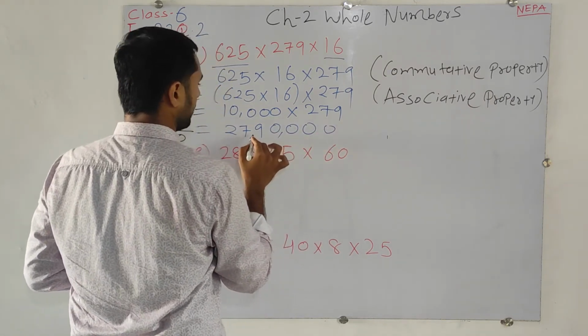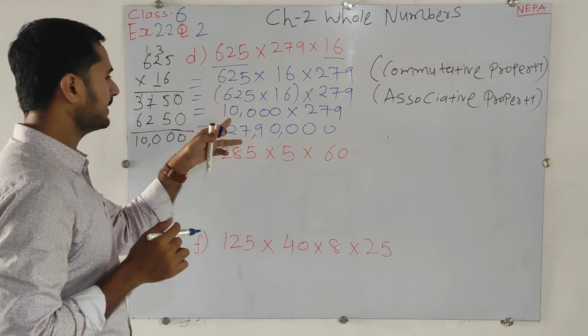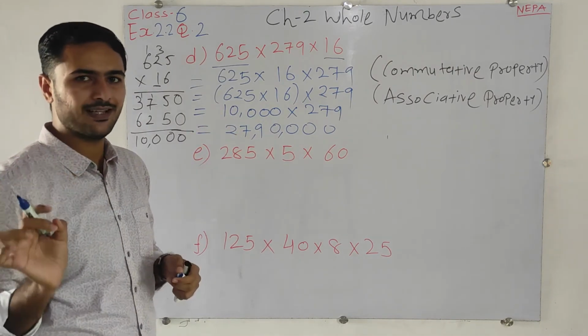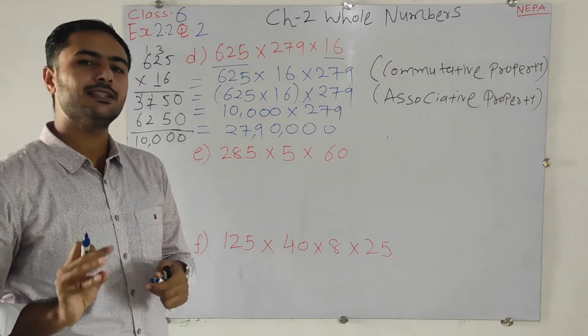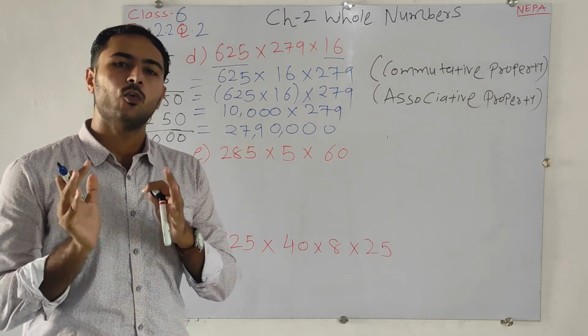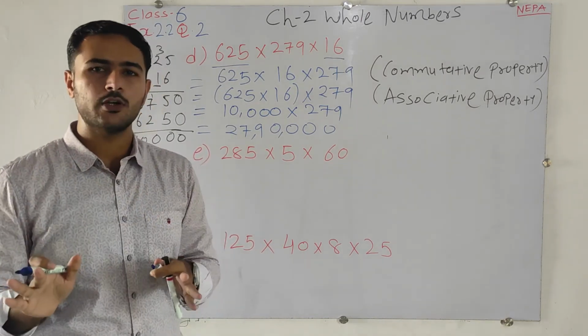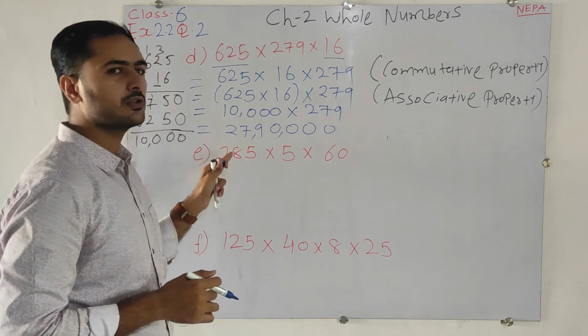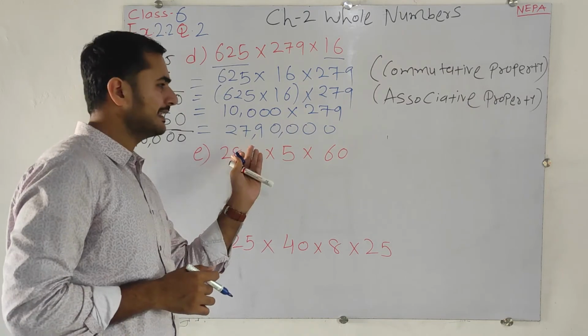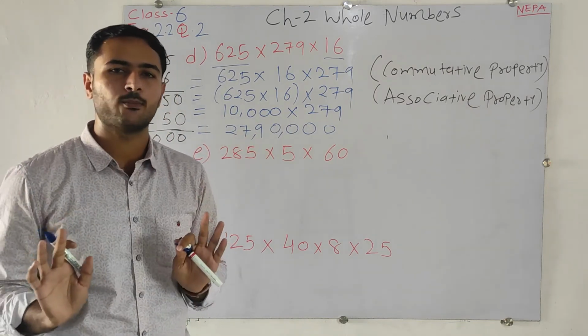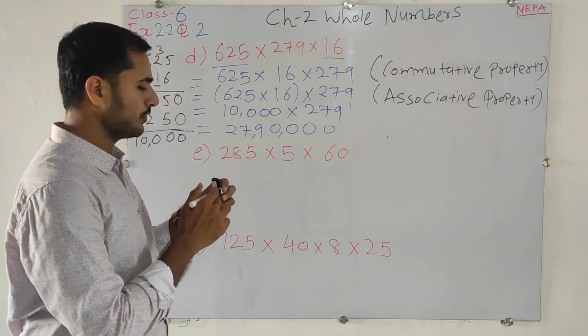So this method you can use only whenever the given number is like 10, 100, 1,000, 10,000, 1 lakh, 1 crore, 10 crore, like that only. Suppose there is 2 lakh, then you cannot use this method. First of all, you have to multiply 2 by 279, then you will just place the zeros, that's fine. But whenever 1 is there, you can use that method.